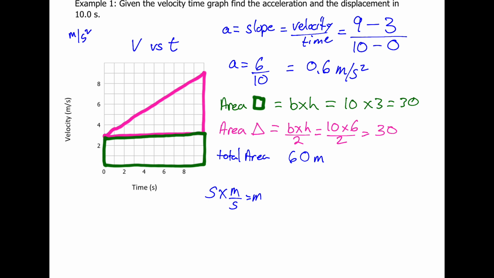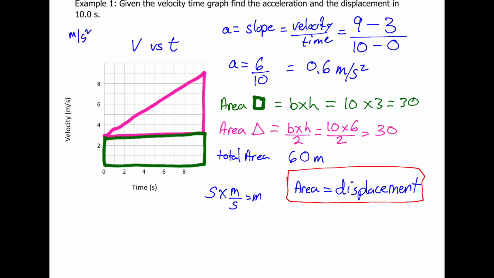So what is this measurement that I've found? What part of the object's motion have we determined? How far it went. So it's displacement in this case. So area equals displacement. That's the important part of what we've discovered. The area under specifically a velocity time graph is the displacement. So that's what we have found.